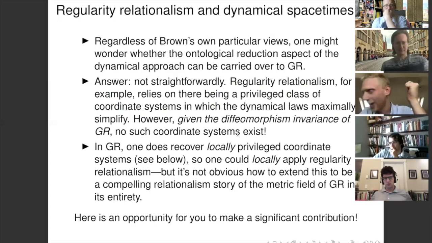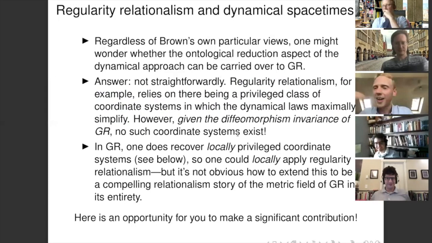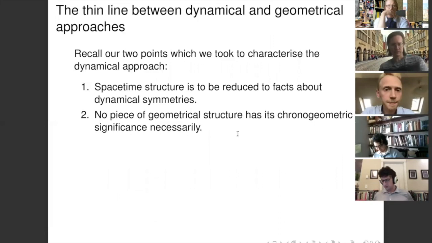I still stick by the claim that no one has done it fully satisfactorily yet, although I profess to be working on it myself with Tushar. But I should advertise that Tushar has given some really good talks recently on how you might get this through, and perhaps many of you have been to those. Good. So we would like, ideally, to get both of the aspects of the dynamical view going in the context of GR.